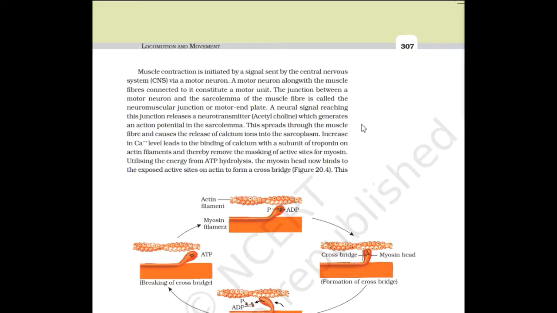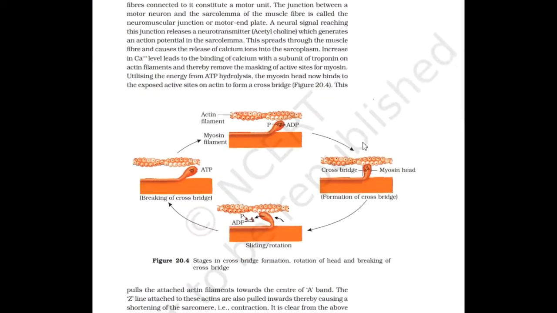The junction between a motor neuron and the sarcolemma of the muscle fiber is called the neuromuscular junction or motor end plate. A neural signal reaching this junction releases a neurotransmitter, acetylcholine, which generates an action potential in the sarcolemma. This spreads through the muscle fibers and causes the release of calcium ions into the sarcoplasm. An increase in calcium level leads to the binding of calcium with the subunit of troponin on the actin filament, and thereby removes the masking of the active site for myosin.